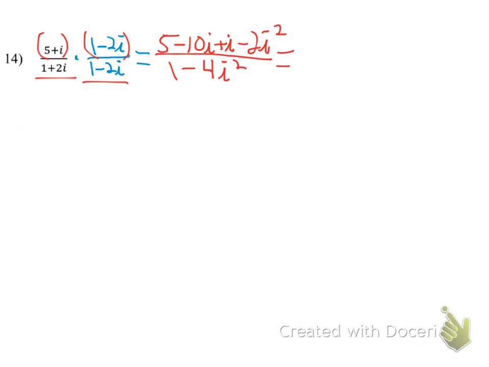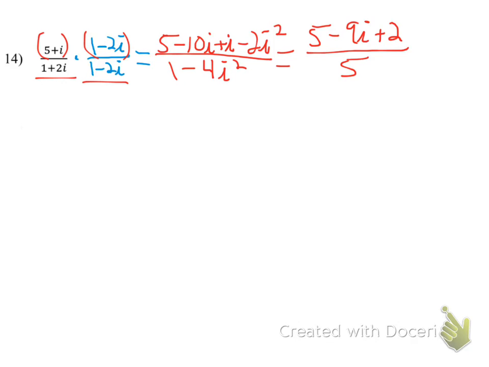So let's clean up the top. 5 minus 9i plus 2 all over 1 plus 4. In this case, it would be 5 here, because remember, i squared is the same thing as negative 1. Look at that. We have the bottom. It has been changed to a real number. And now we just got to continue to clean up the top.